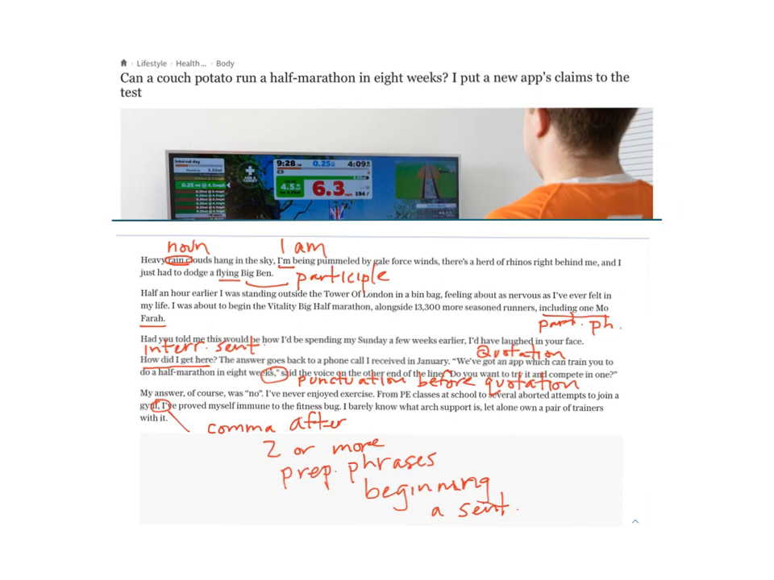Now, I wrote a lot here. I'm asking you to find 10, okay? But don't find 10 parts of speech. Focus on different things that we've learned. Variety is the spice of life, okay?